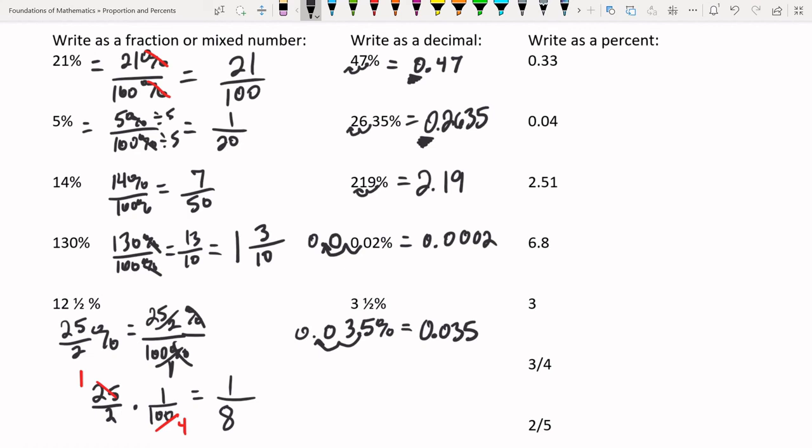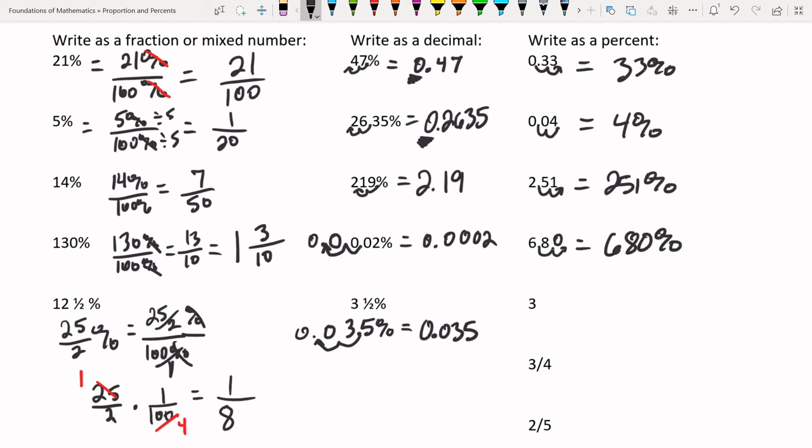Now to go the other way, well, that's quite simple. All we have to do first is move it 2 spaces to the right. So 0.33 is 33%. 0.04 is 4%. 2.51 is 251%. 6.8, I have to add a 0 here, so we get 680%. For 3, the decimal point is right here. It's always at the very end on the right-hand side. It's not written. Move it 2 spaces, add zeros in spaces that aren't written, and we get 300%.